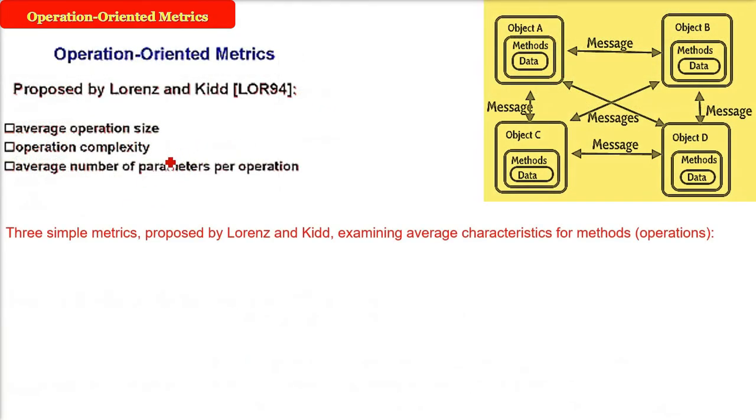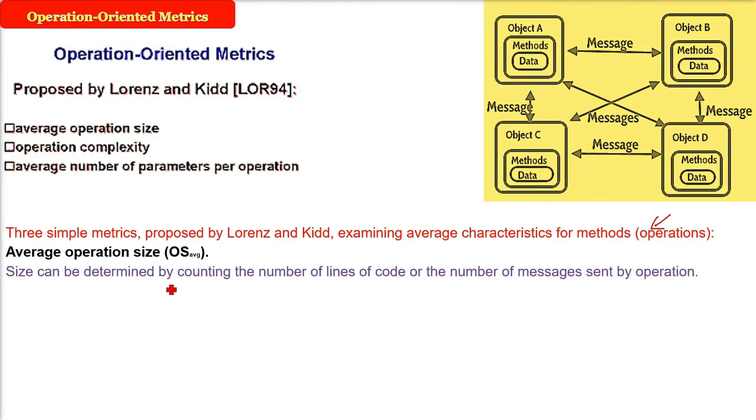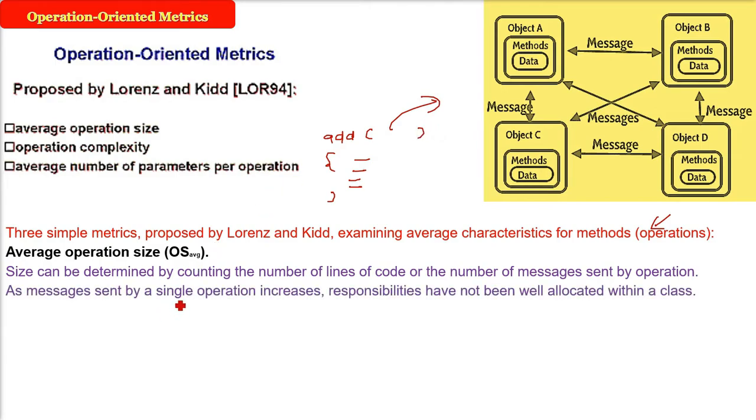So there are three simple metrics proposed by Lawrence and Kidd to examine the average characteristics of methods and operations present in the class. The first one is average operation size, OS with the subscript average. Now size can be determined how? By counting the total lines of code, LOC. For example, this is a function. So we can count the lines of code and the number of messages sent by the operation. How do we send the message and get the message? Through the function interface, that is the input parameters and the output parameters.